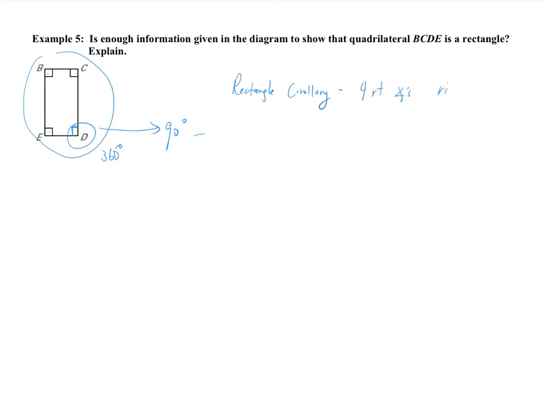Example 5. Is enough information given in the diagram to show that the quadrilateral BCDE is a rectangle? Explain. Well, this is actually a pretty quick one here, since the total angle measure of the interior angles is 360 degrees, and then we have 3 right angles already, so angle D must also equal 90 degrees. And according to the rectangle corollary, you need 4 right angles in order to be a rectangle. So yes.